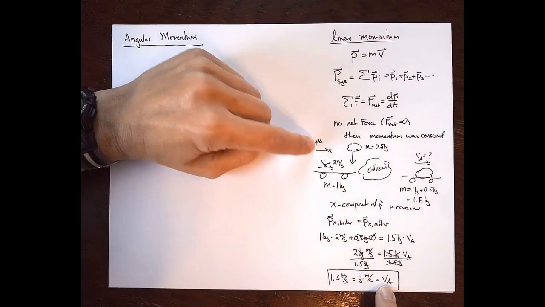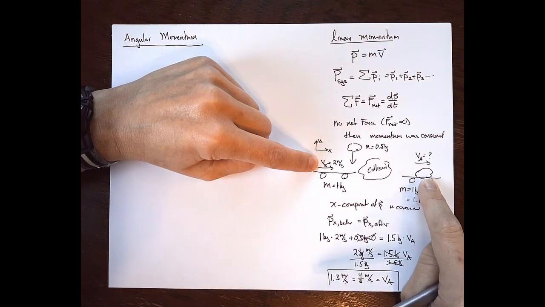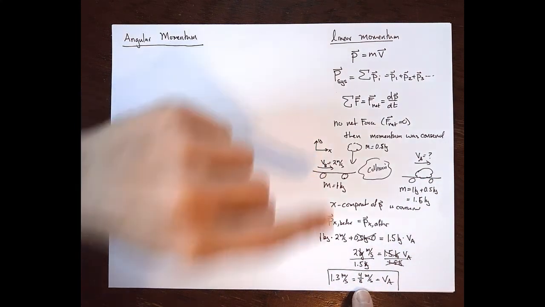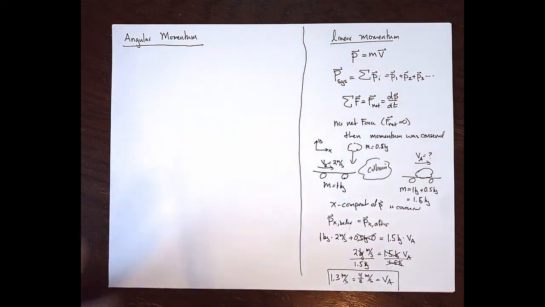And it's less than the velocity of just the skateboard before, and that makes sense because now we've got more mass, so we've got less speed. All right, so that's linear momentum.